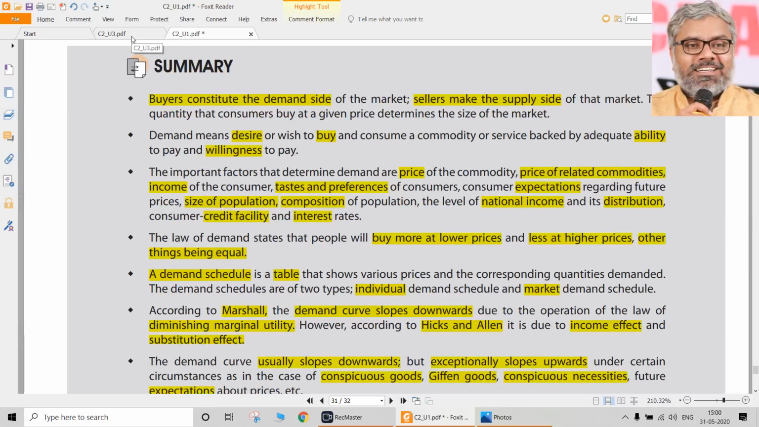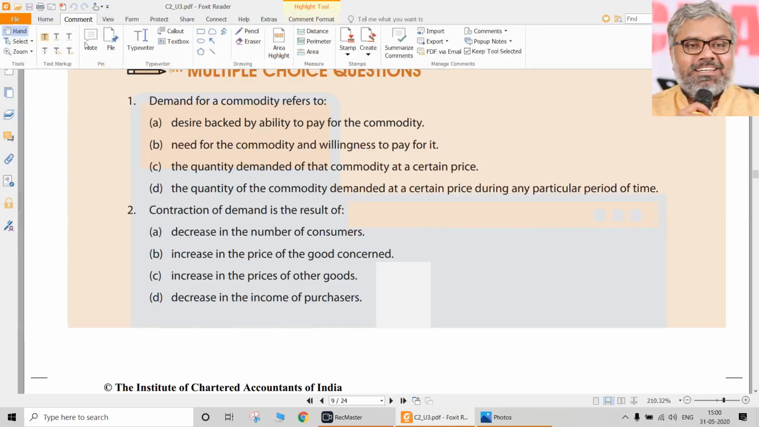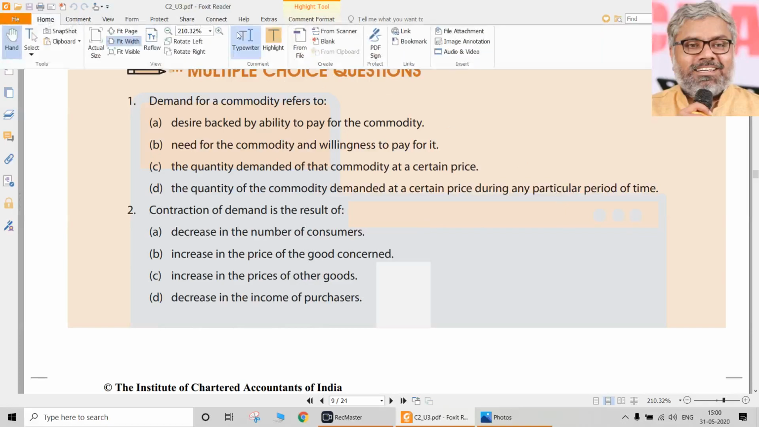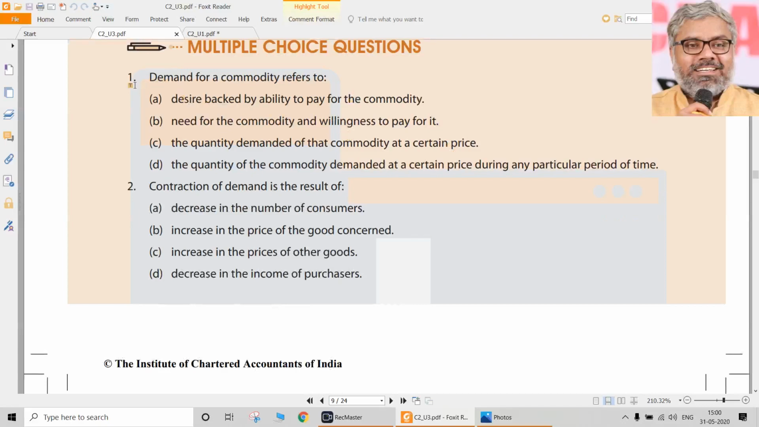Now, before going ahead with the other units of the same chapter, let us quickly go through some of the MCQs related to the theory of demand. Let us quickly go through them, and also let us go through the answers related to these MCQs, one by one.